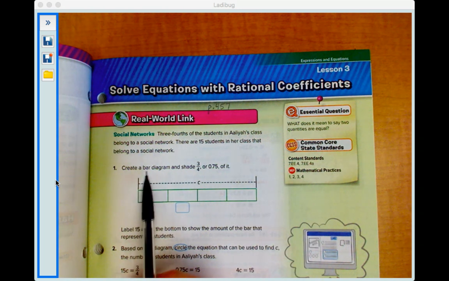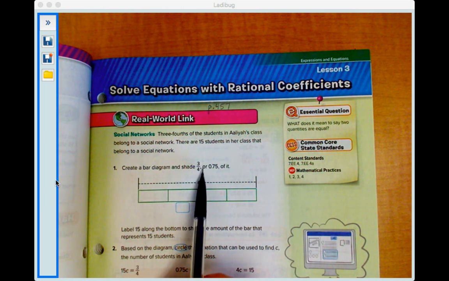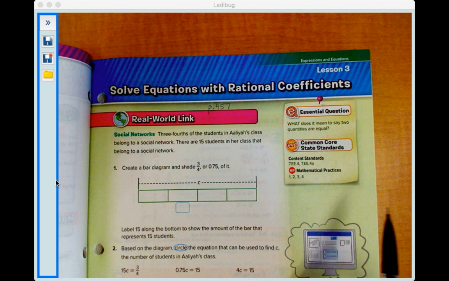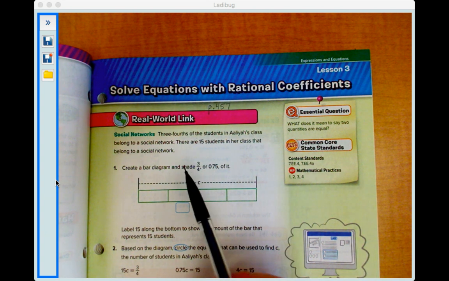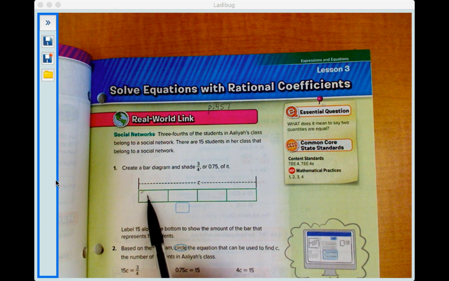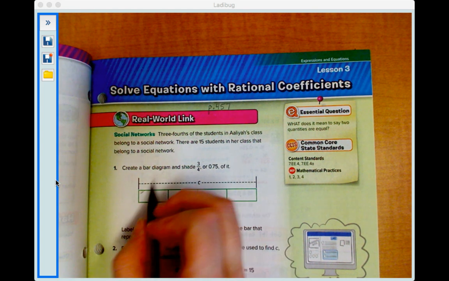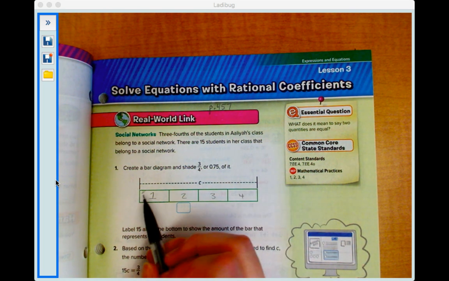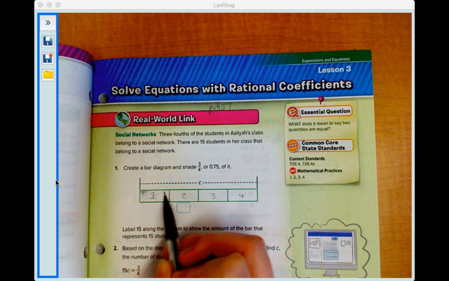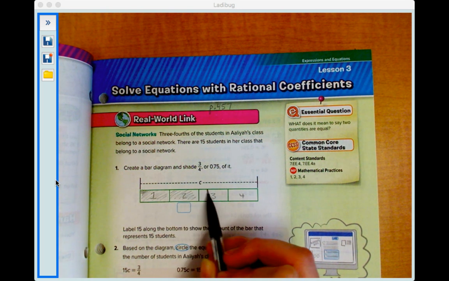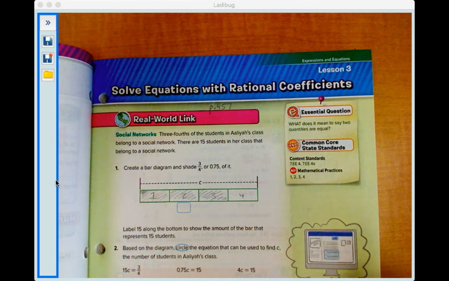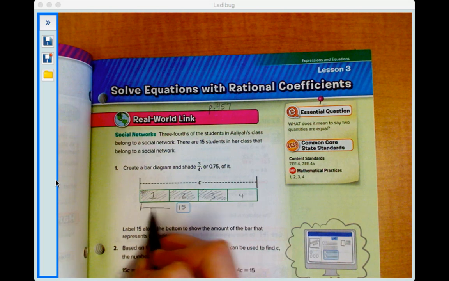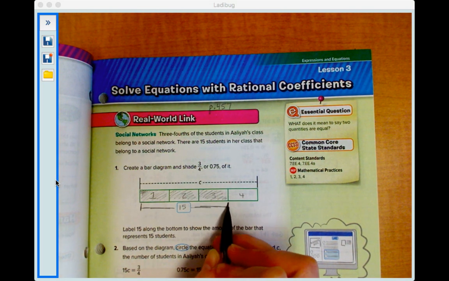So we're going to create a bar diagram and shade 3/4 of it, or 75% of it, or 15 students worth of it. So 3/4. Notice there's 1, 2, 3, 4 of them in this bar diagram. We need to shade 3 out of the 4. There's also 15 kids in her class that have a social network. 15 kids are the ones that are shaded.